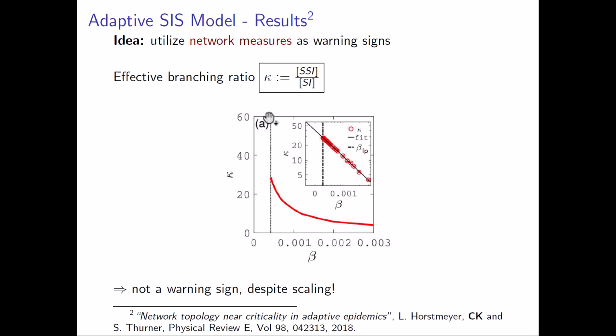The bifurcation point is where the dashed vertical line is. And you see here a scaling law for the effective branching ratio that is defined as this ratio of these moments. And then you're like, well, there's a scaling law of this, but the scaling law indeed barrels through this bifurcation point and continues on. And the scaling law is relative to beta equal to 0. So it's actually not a warning sign despite the scaling law.